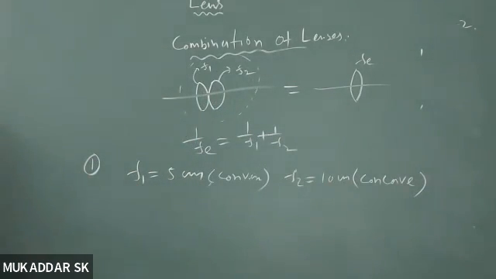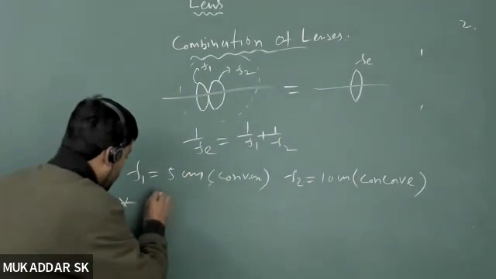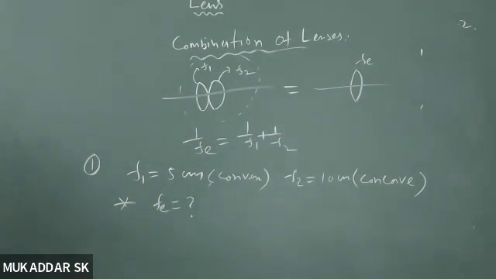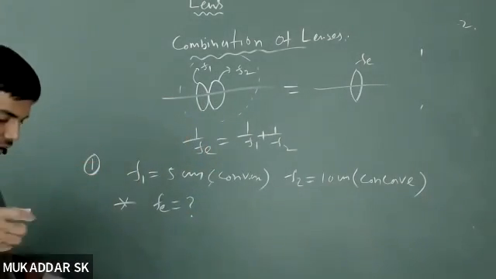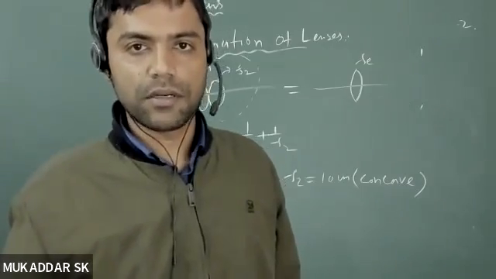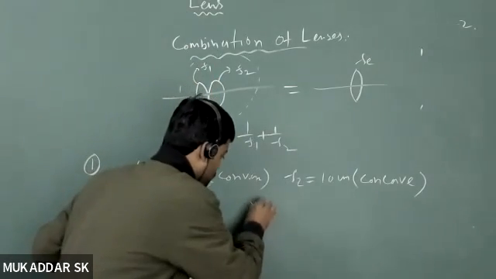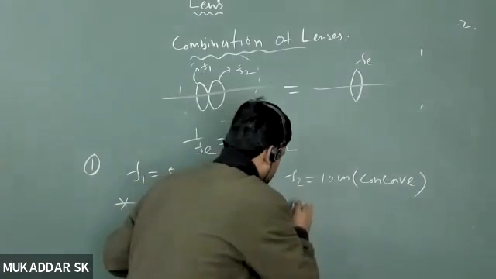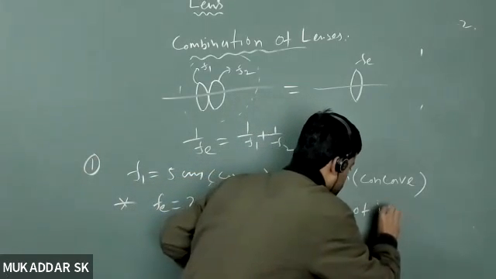Okay, so first you have to calculate that equivalent focal length, Fe. Very simple. Then you have to say what the behavior of the combined lens will be: will it show converging behavior or diverging behavior? That you have to tell. The third thing you have to calculate is the position of image.